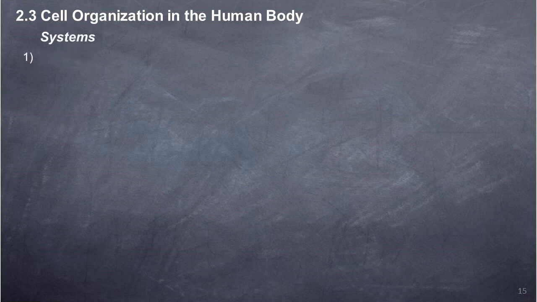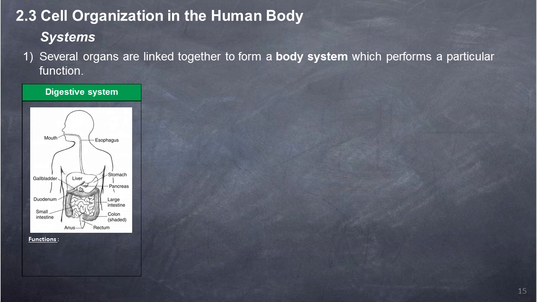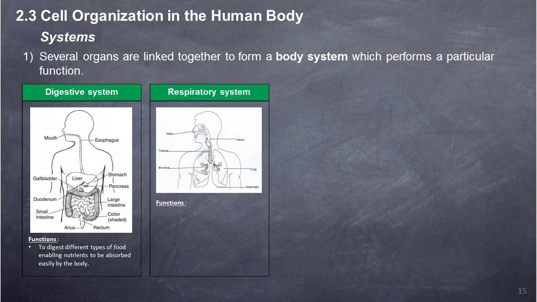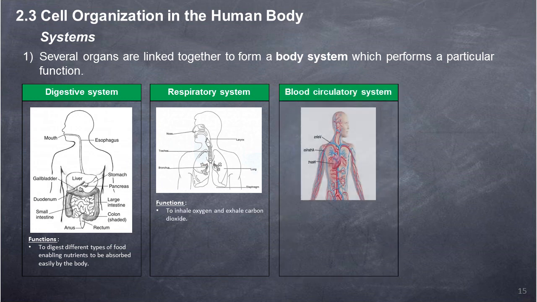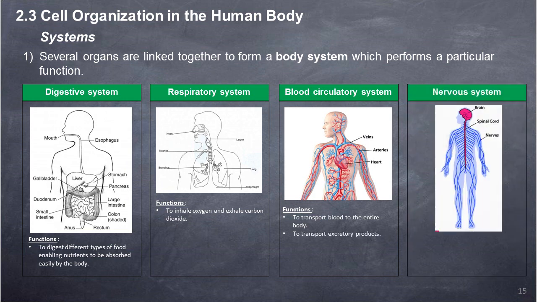System. One, several organs are linked together to form a body system, which performs a particular function. Digestive system. Functions: to digest different types of food, enabling nutrients to be absorbed easily by the body. Respiratory system. Functions: to inhale oxygen and exhale carbon dioxide. Blood circulatory system. Functions: to transport blood to the entire body, to transport excretory products.